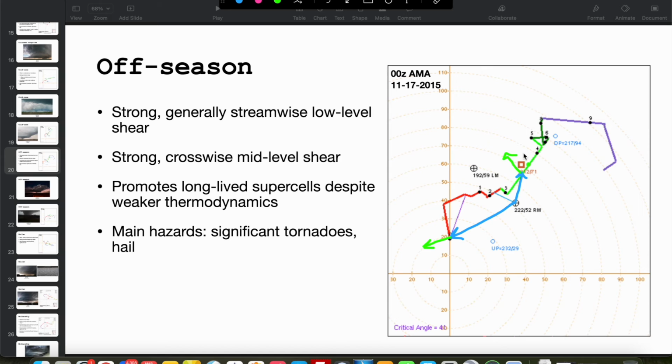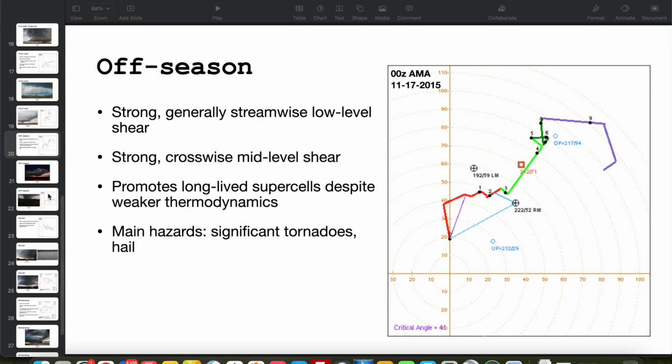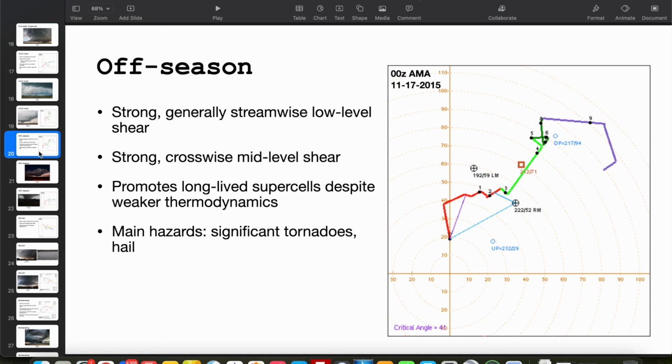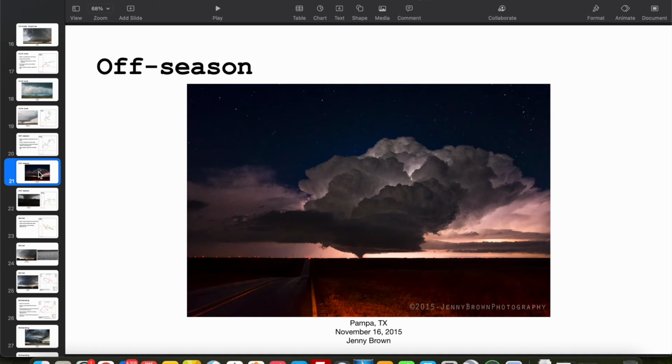What this does is oftentimes you're not going to see the whole storm rotate. It's not going to look like a broadly rotating supercell, but the flanks of the storm instead will rotate. And in these, despite generally weaker thermodynamics in the off-season, you can get these long-lived supercells that produce significant tornadoes and hail. Very similar to the cold core type setup where you can get tornadoes and significant hail. And that hodograph on the previous page was in proximity to the Pampa, Texas storm here on November 16th, 2015.